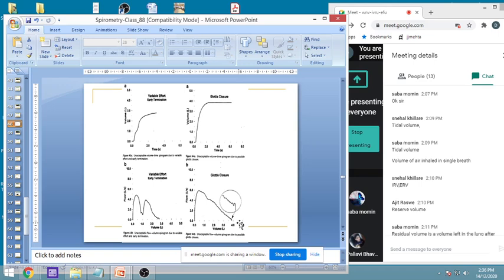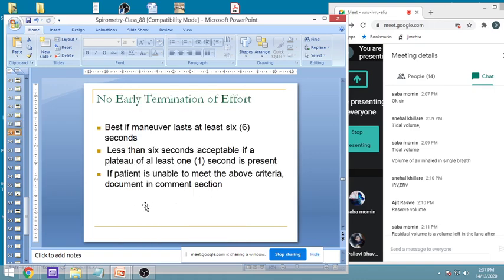See here, the first one shows early termination. It is glottis closure. In the second also it is glottis closure. This is the volume time, and this is the flow volume. So in early termination it will make this kind of changes. So these are the signs which show changes.